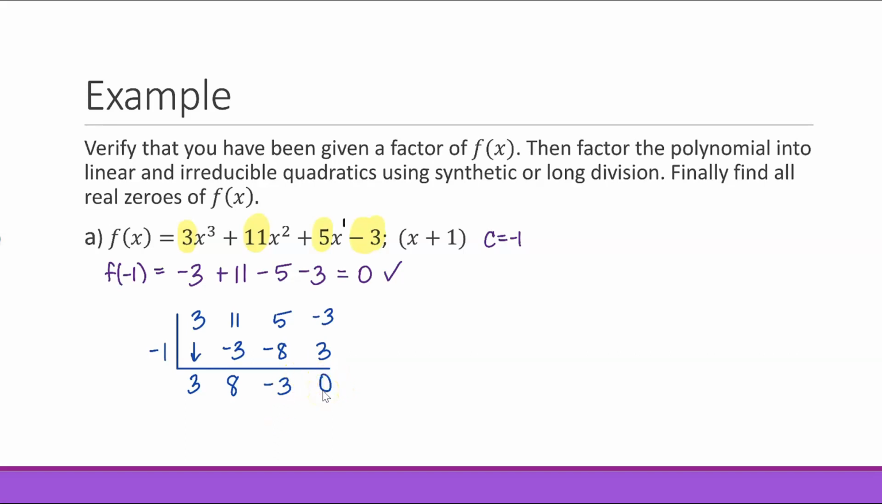Now we're getting out 0 because we know that x plus 1 is a factor. We already found that the remainder is 0. When performing synthetic division, the number that's left over at the very end here, that's the remainder. So we already knew that it was going to be 0.